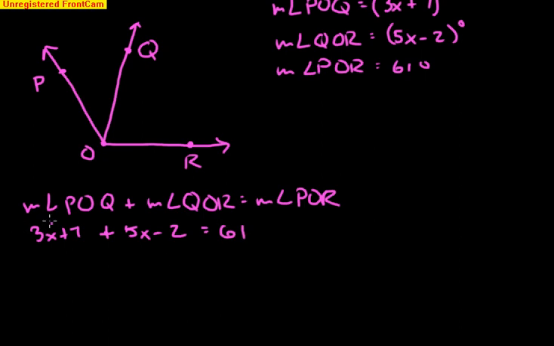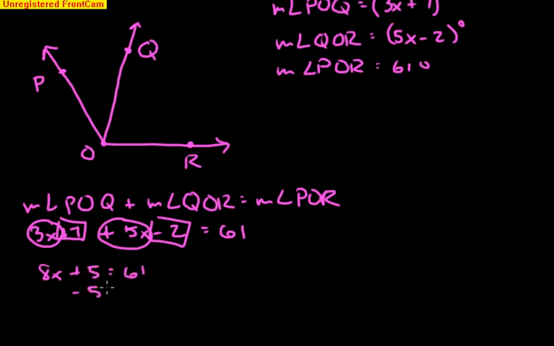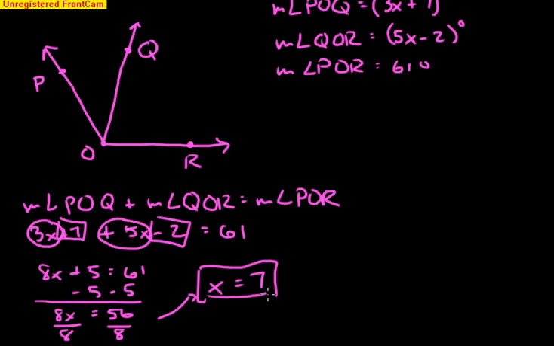So we combine like terms. 3x and the plus 5x, and we get 8x. Plus 7 minus 2 is plus 5. That's going to equal 61. Two steps, subtract 5 from both sides. 8x equals 56, and divide by 8. And you're going to get x is equal to 7. So there's the value of x.